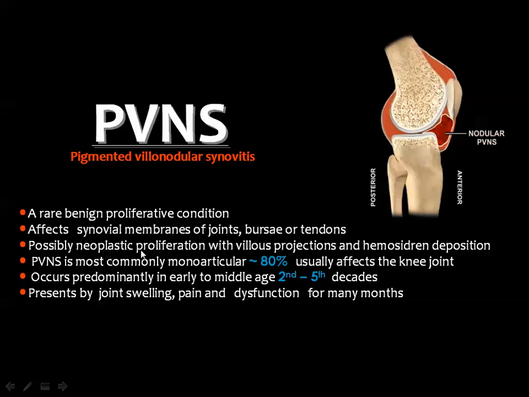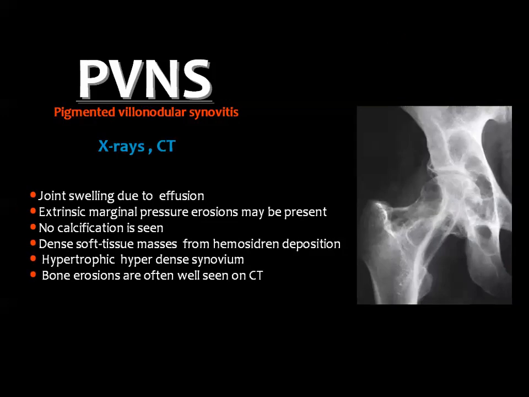in the view of many a neoplastic background with villous projections in the joint containing hemosiderin deposition. As this is a monoarticular disease, in around 80% of the cases, it affects the knee joint. It occurs predominantly in the second to the fifth decades of life, and it presents by joint swelling, pain, and sometimes dysfunction of the affected joint.